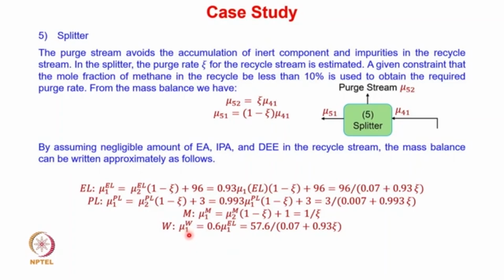And water, we are assuming that it is 60% in molar ratio with respect to ethylene. So we can take mu1 w as 0.6 into mu1 el. So mu1 el is this equation we have obtained, and if you multiply by 0.6, that gives me the feed of the water to the reactor, isn't it? Now in this case we have obtained the ethylene, propylene, methane and water, and their amounts in terms of zeta.